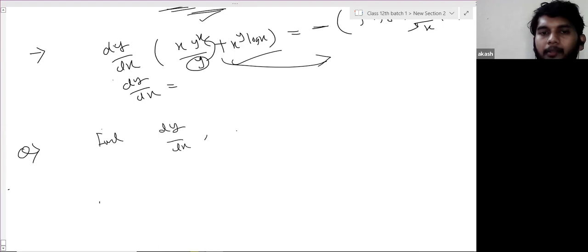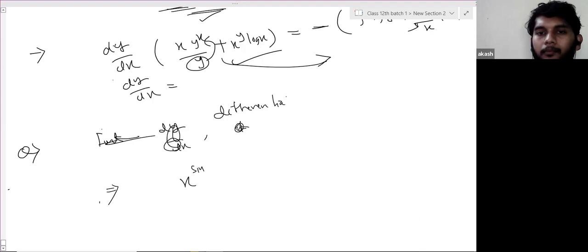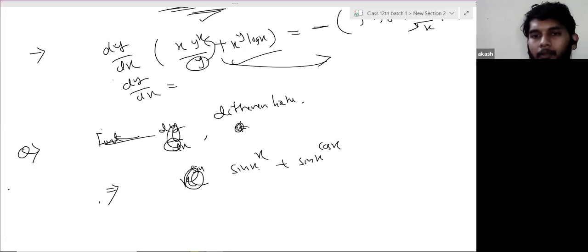Find dy by dx. The question is: differentiate x raised to the power sin x plus sin x to the power x plus sin x to the power cos x. All right. Try to solve this one. That is, x to the power sin x, plus sin x to the whole power x, plus sin x to the whole power cos x.